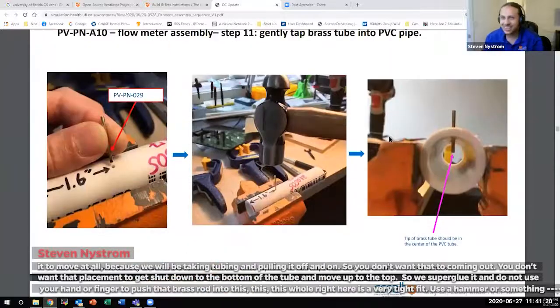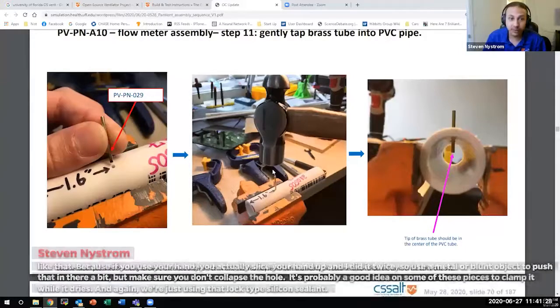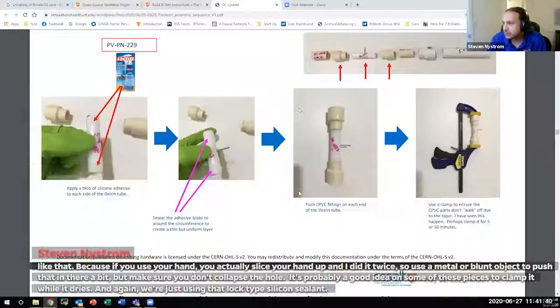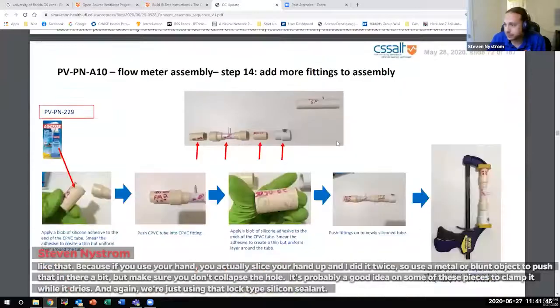And do not use your hand or finger to push that brass rod into this. This hole right here is a very tight fit. Use a hammer or something like that, because if you use your hand, you actually slice your hand open. I did it twice. So use a metal or blunt object to push that in there a bit, but make sure you don't collapse the hole. It's probably a good idea on some of these pieces to clamp it while it dries. And again, we're just using that Loctite silicone sealant.